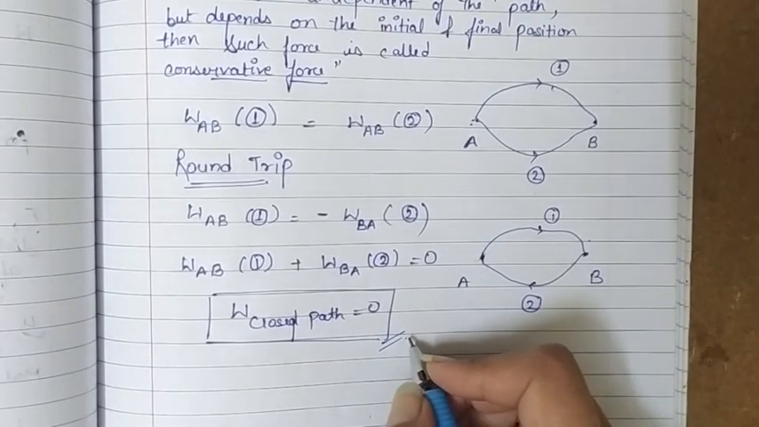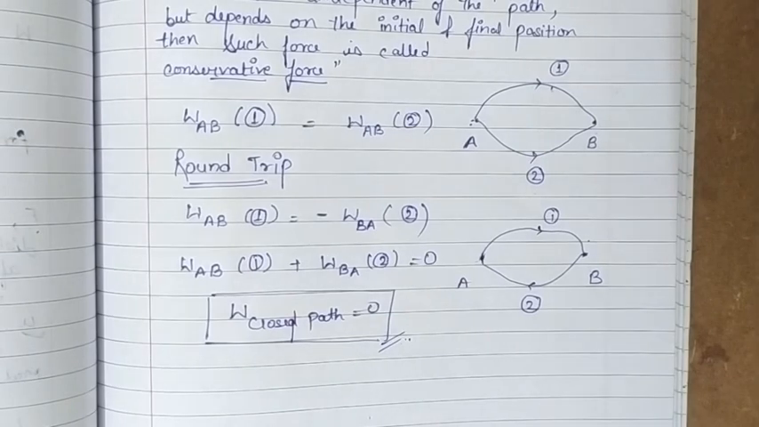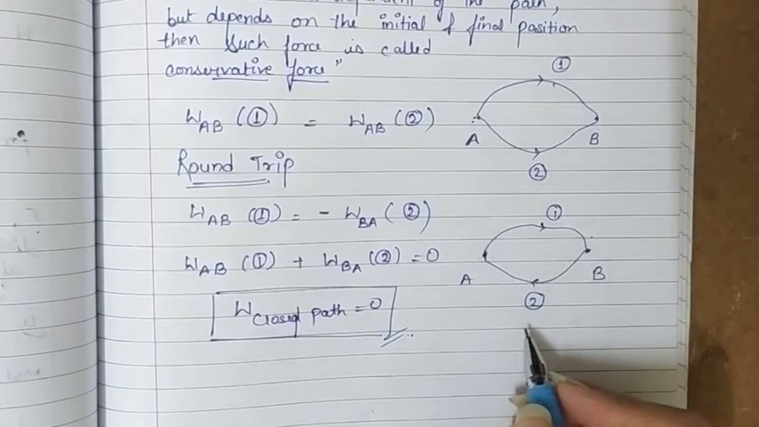A force is conservative if the work done by the force in moving a particle around any closed path is 0.